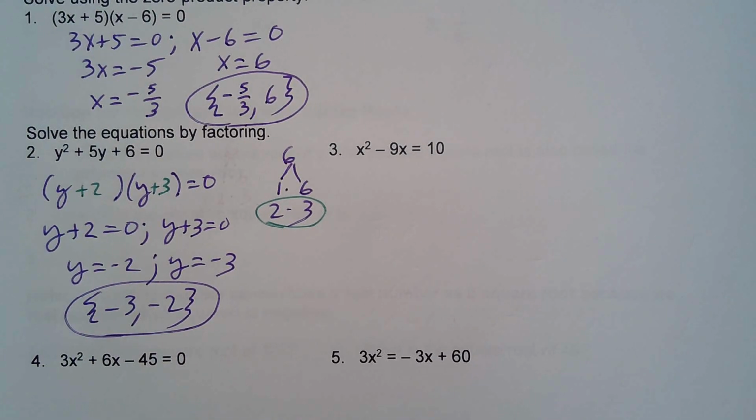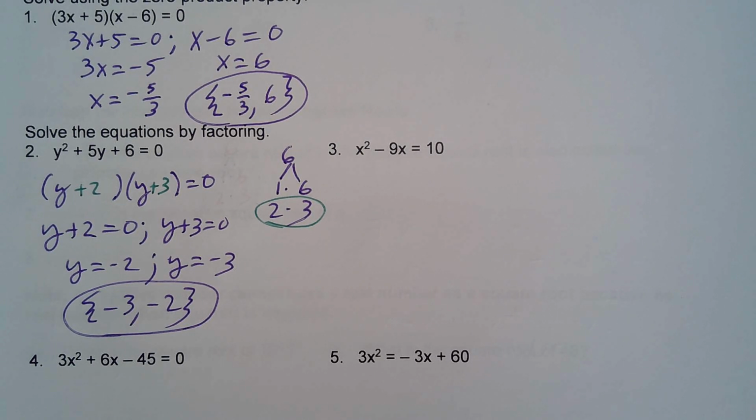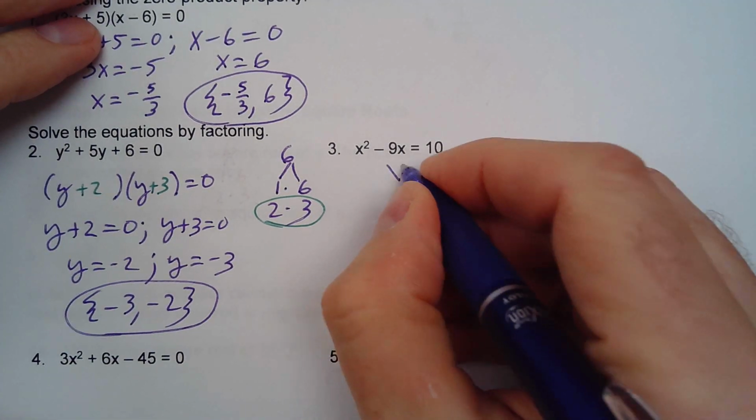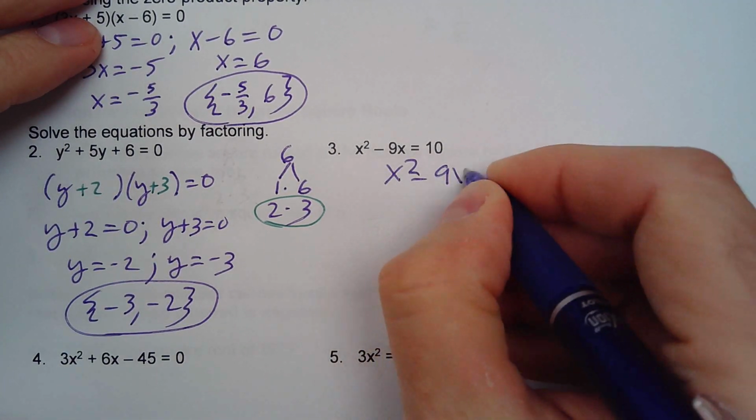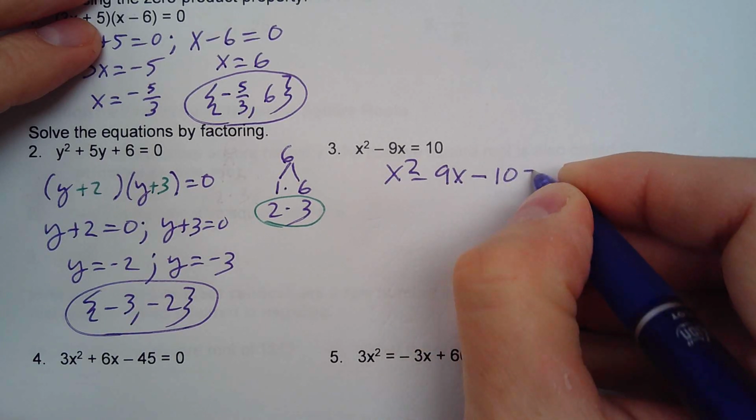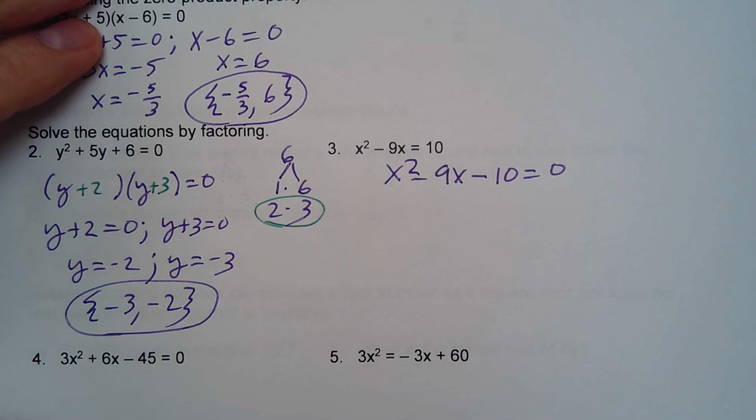All right, let's try this next one. Before we start, we got to get 0 on one side. So let's subtract 10 from both sides. That gives x squared minus 9x minus 10 equals 0. And now we're in business.